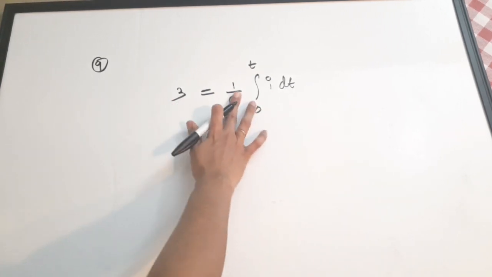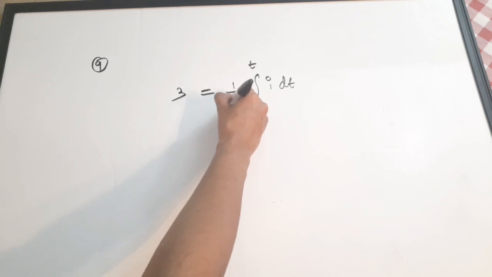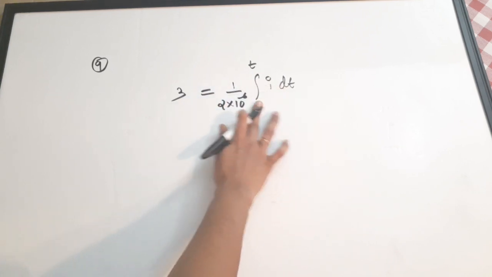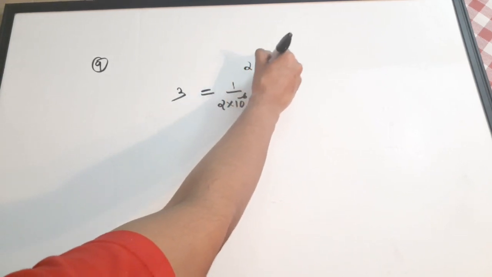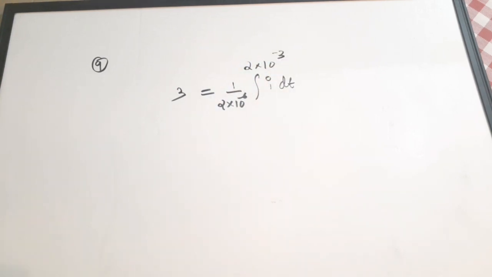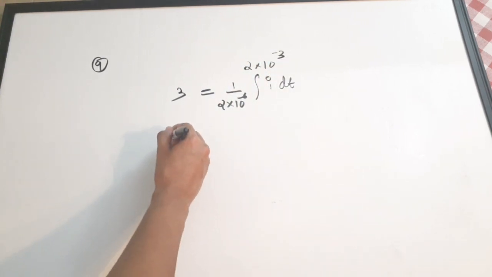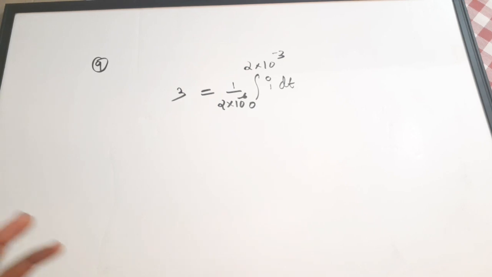So 3 is equal to 1 by 2 microfarad, 2 into 10 raised to minus 6, integral 0 to 2 into 10 raised to minus 3 I dt, right? So you can write this as 3. So this is the term which we need to integrate. Now we are going to integrate with respect to t.